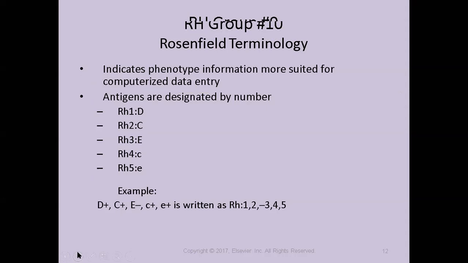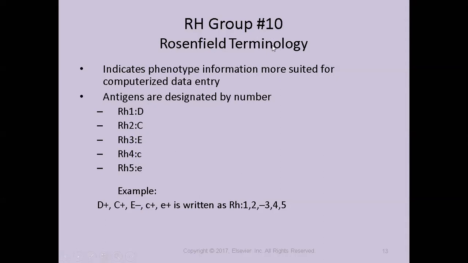Okay, so we're going to talk a little bit about Rosenfield terminology next. I don't find this one to be used as often, but we are going to just briefly go over it. This basically tells us phenotype information that's useful when we're doing computerized data entry. And so the antigens are designated by a number. So RH1, this is similar to the international thing we looked at previously. So 1 is big D, 2 is big C. They do all the capital ones first, and then little c and little e.